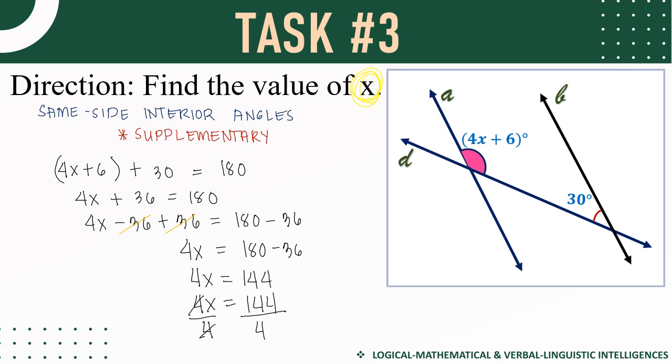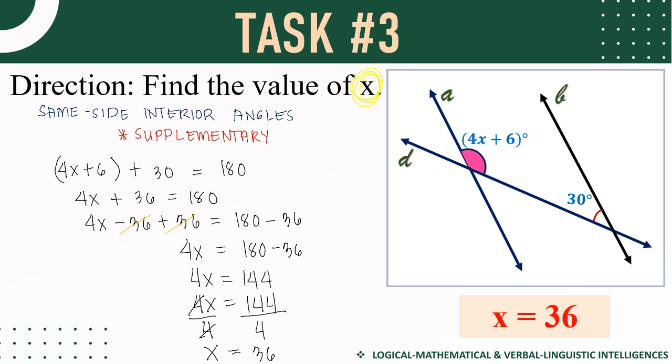So we're going to have 4x divided by 4, that would be 1x or x only, and then equals 144 divided by 4, that would be 36. Now again, for our final answer, we do have 36.